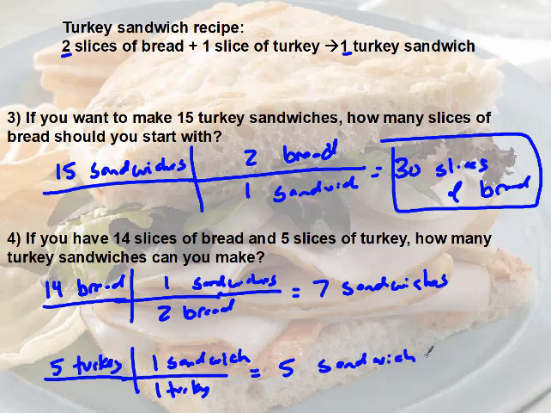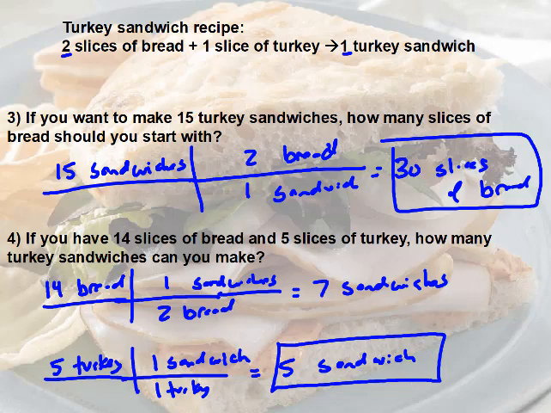Notice this problem didn't tell you who was excess. So we need to figure out which one is excess. I have enough bread to make 7 sandwiches and enough turkey to make 5 sandwiches. So I'm only going to be able to make 5 sandwiches. Sometimes people try to add these up, but that doesn't make any sense that I can make 12 sandwiches. I don't have enough bread to make 12. I don't have enough turkey to make 12. I can only make as much as the smaller one.